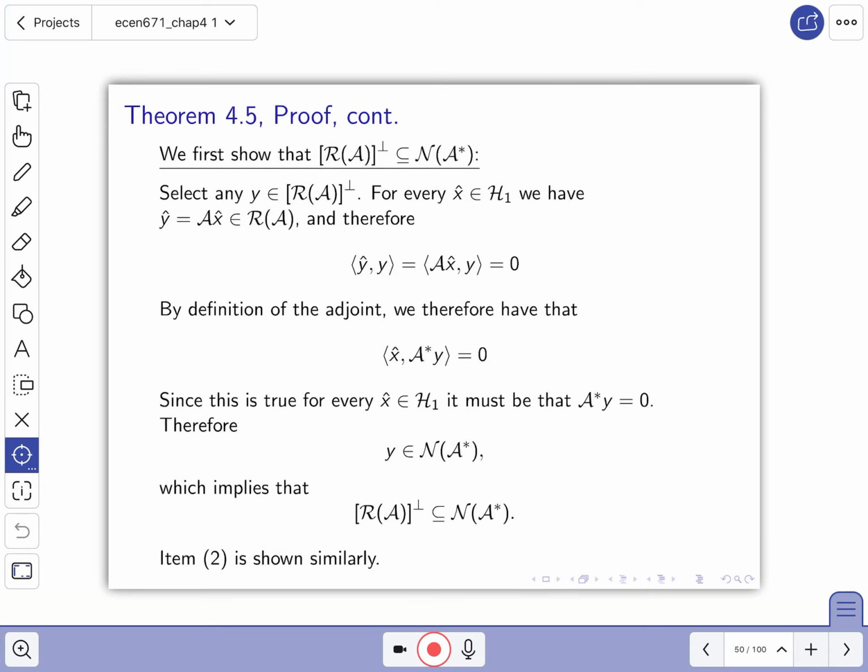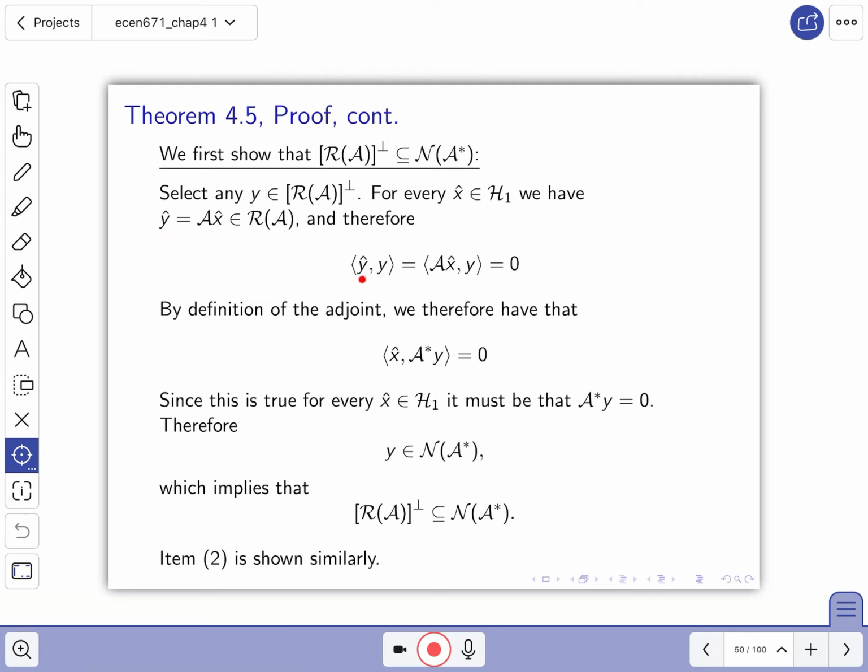Okay, so now we need to show the opposite direction, that the space that is orthogonal to the range space of A is actually contained in the null space of A star. So let's do this. It's the same thing. We're going to pick an arbitrary vector in here and show that it's in fact in the null space of A star. So we pick any Y that's in the space that is orthogonal to the range space of A. And so that means now for any X hat in H1, we can find something that's in the range space of A. We just map over through A, and Y hat has to be in the range space of A.